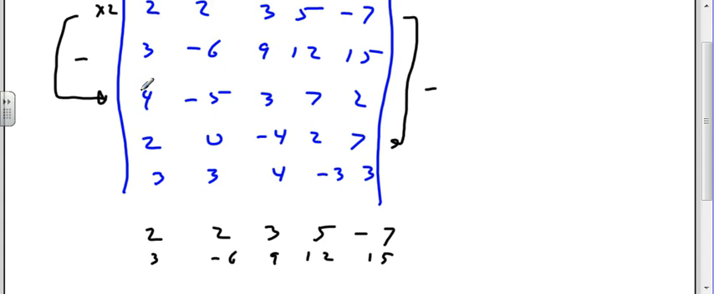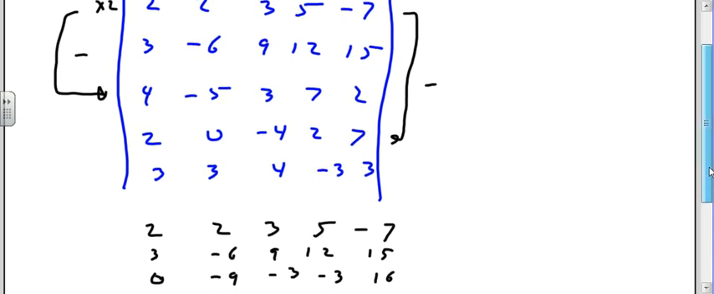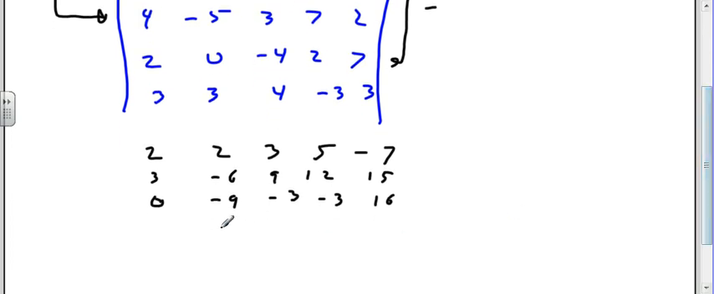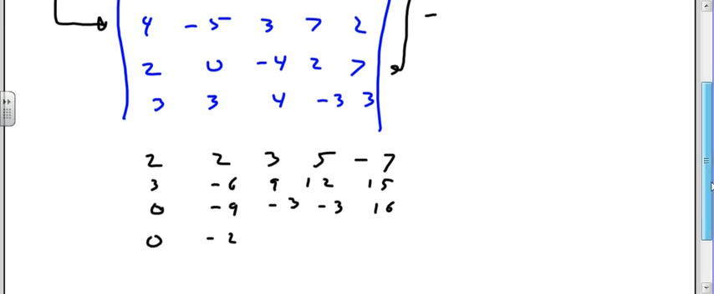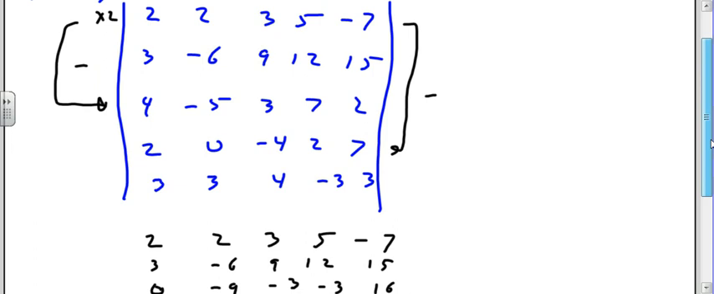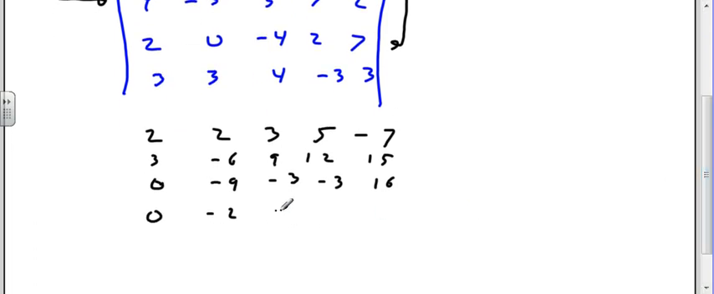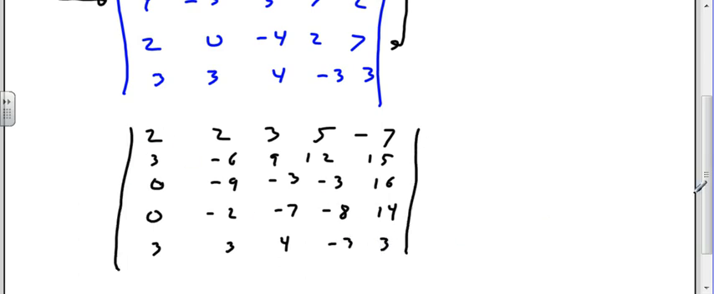All right, so 0, minus 9, minus 3, minus 3, 16. Okay, now how am I going to get this without being able to see it? 0 minus 2, 0 minus 2, 0 minus 2, minus 7 minus 8, minus 7 minus 8, 14. And then I've got a 3, 3, 4, minus 3, 3. Okay, so I got that.